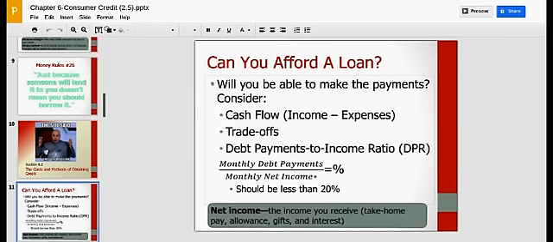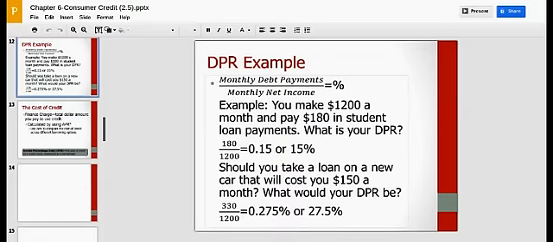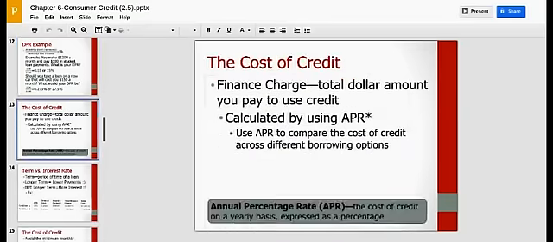And lastly, what's called your DPR, your debt payments to income ratio. That is just the percentage of debt you have in relation to your income. It should be less than 20%. And we're going to dive more into this in the next slide in class, along with what I want to dive a little bit deeper into with section 1. So we're going to go ahead and skip this and move on to the cost of credit.